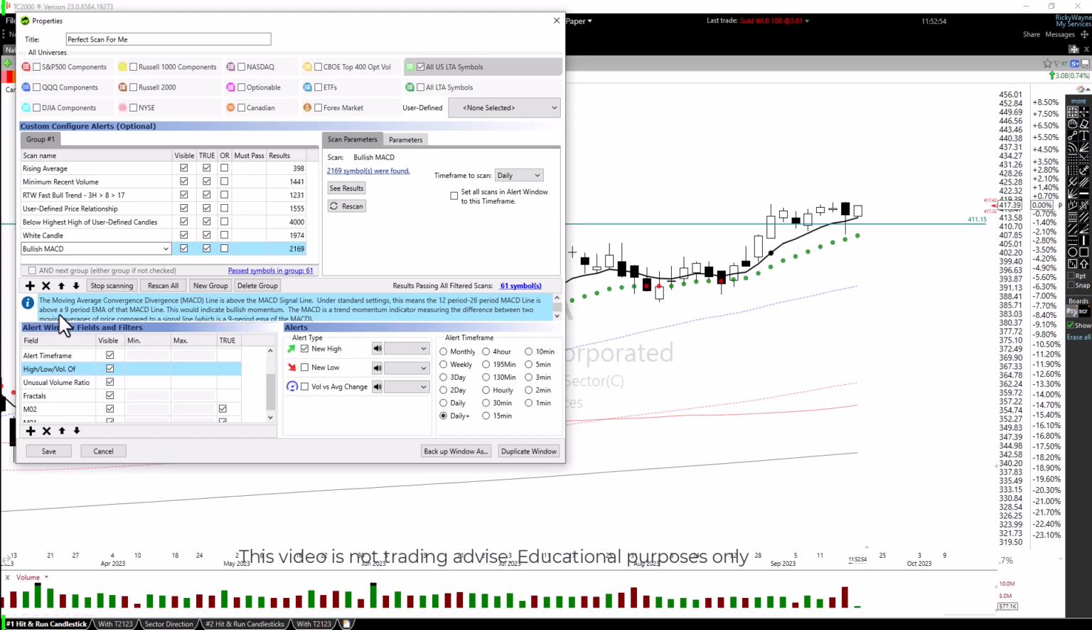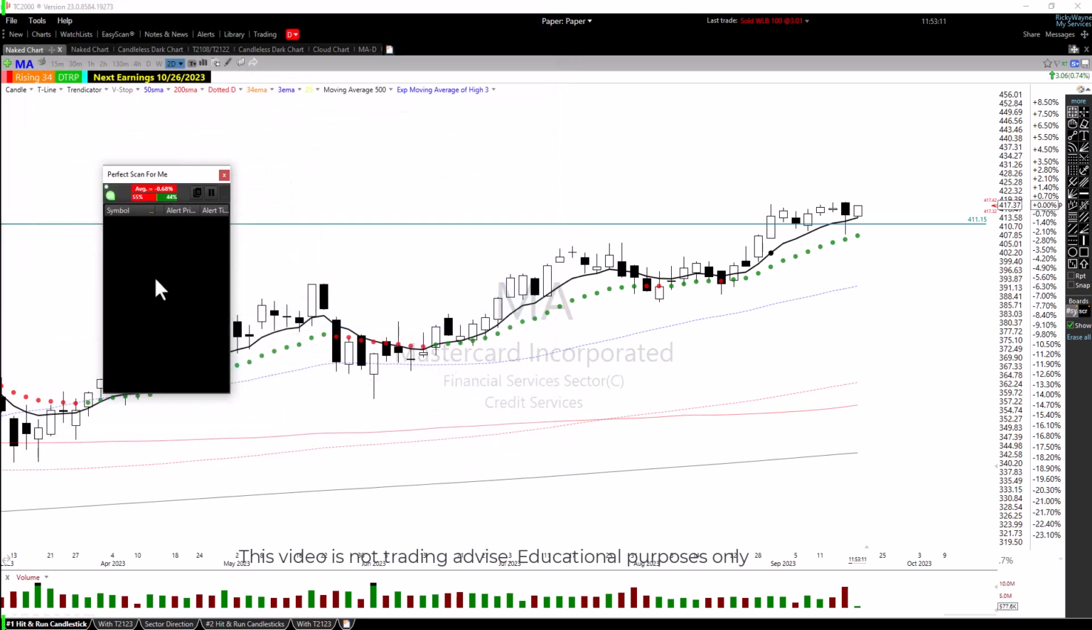That's all. Now, we've added two different scans here. I'm sorry, I didn't keep track of it, but I think we're at about 160, and we've dropped our signals down to about 61 here. So let me click save. Let it calculate for a minute, and that's the perfect scan.